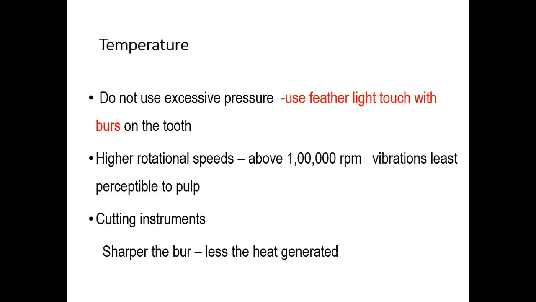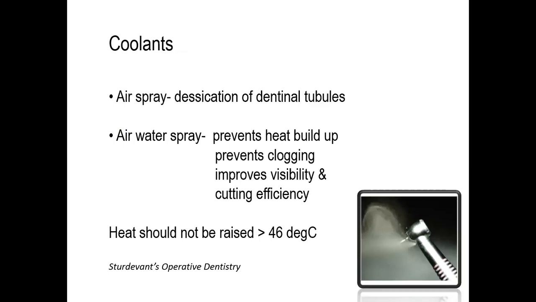Temperature. Excessive temperature can be prevented in various ways. That is, do not use excessive pressure. Always do a feather-like touch with burrs on the tooth. And higher rotational speed should be given. And the cutting instruments which we are using should be sharp, because if the cutting instrument is not sharp, it will cause less efficiency and more heat generation. So if the burr is sharp, there will be less heat production. And always use coolants, because heat should not be raised more than 46 degrees. If it is more than that, there will be a chance of pulpal damage. So always we should use air water spray to prevent heat buildup, prevent clogging, and improve visibility and cutting efficiency.